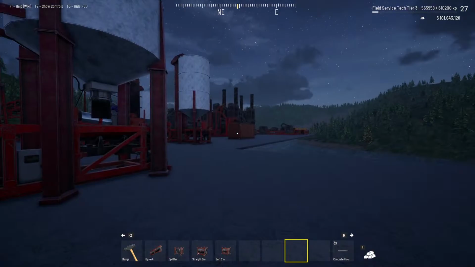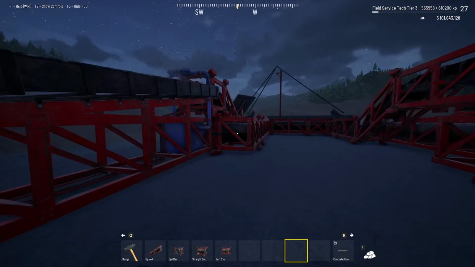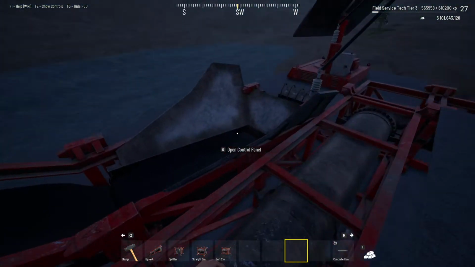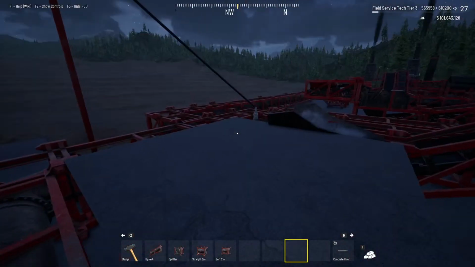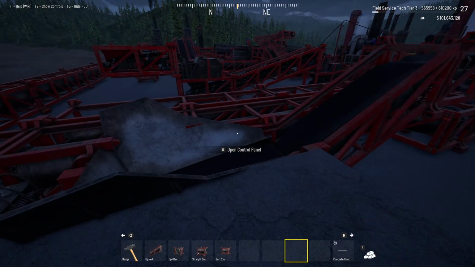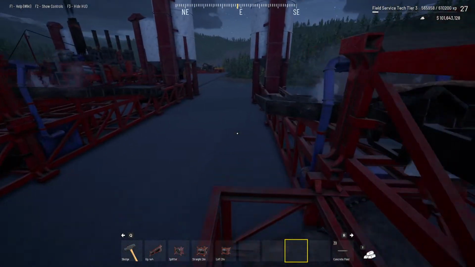Which, if we go back up in here, it is more, but it is also still less at the same time. So, we'll take a look at that in a second. Keep that running though. We'll consume some more. We're at 8,000. So we're running 12,000 units of pay dirt.